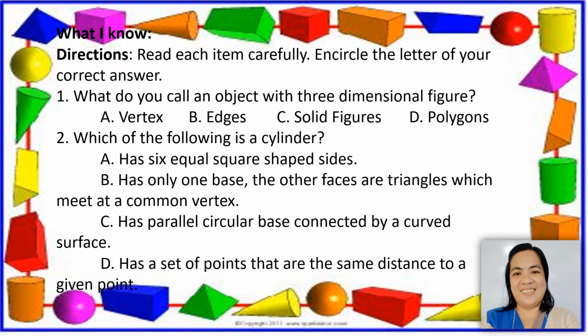Number 2. Which of the following is a cylinder? A. Has 6 equal square-shaped sides. B. Has only one base. The other faces are triangles which meet at a common vertex. C. Has parallel circular base connected by a curved surface. D. Has a set of points that are the same distance to a given point. The correct answer is letter C, has parallel circular base connected by a curved surface.